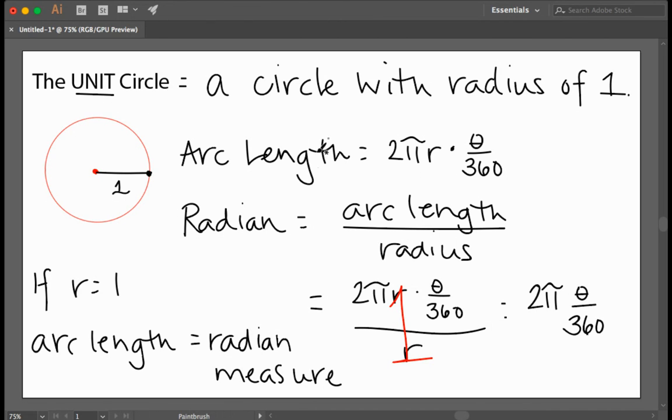We can think in terms of arc length and not have to stress so much about finding the arc length and then again dividing by the radius. So radius divided by radius is 1. So that's why we kind of just go with a circle that has a radius of 1.